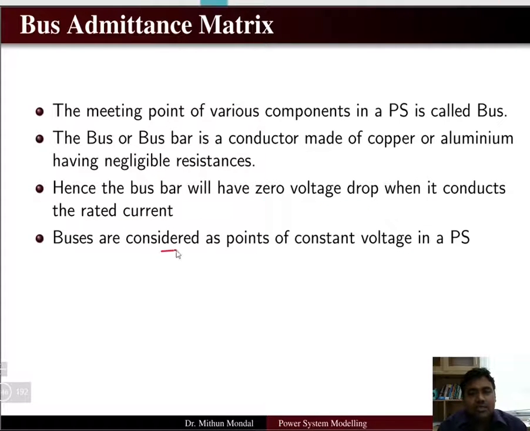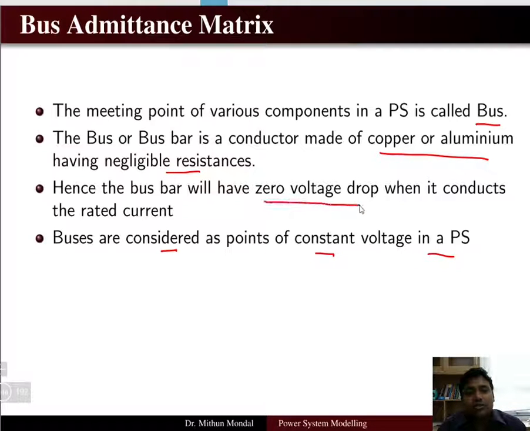Now buses are considered as a point of constant voltage in a power system. We have seen in a single line diagram that at all the meeting points of the components we have a bus. These bus bars are made of copper or aluminum having negligible resistance, so zero voltage drop will be there and it will be a constant voltage system.